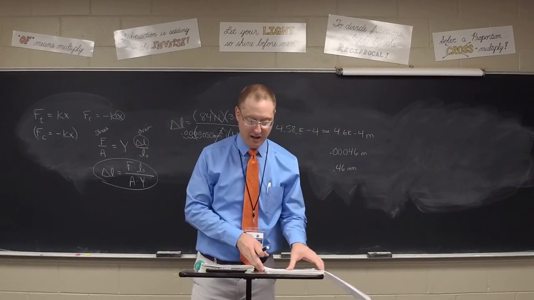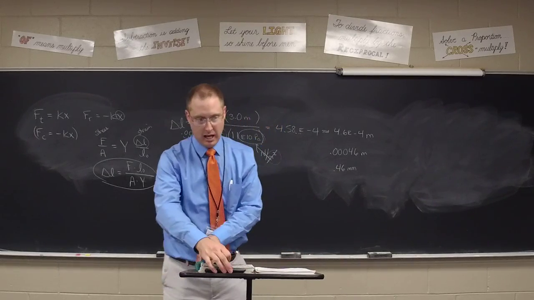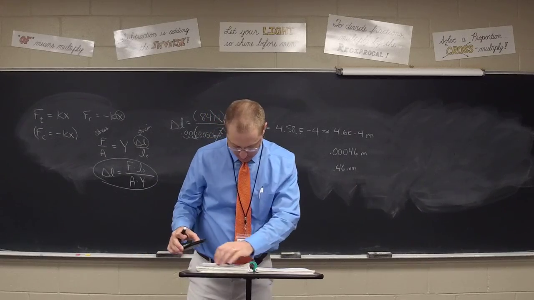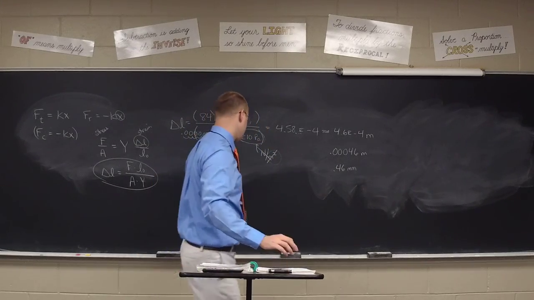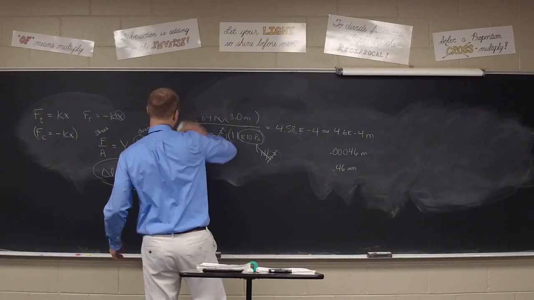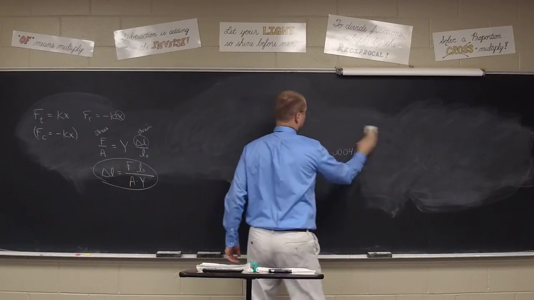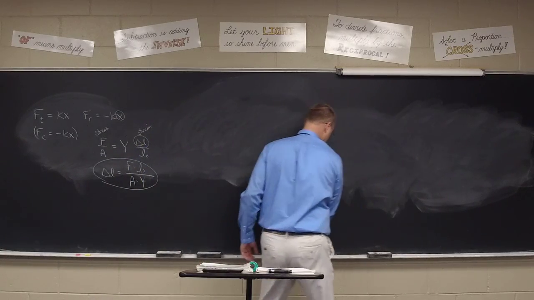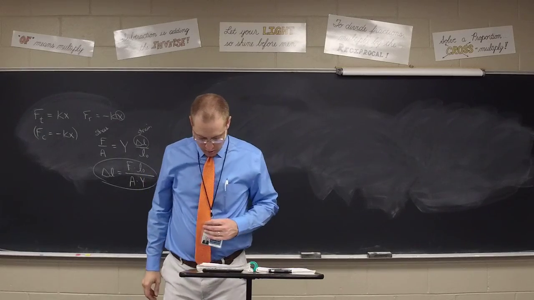Let's go on to number 5A. Read that for us if you would, Michael. A brass wire 2.5 meters long has a radius of 1 millimeter and hangs from the ceiling. If an object weighing 12.2 newtons is suspended from the lower end, what will be the elongation?